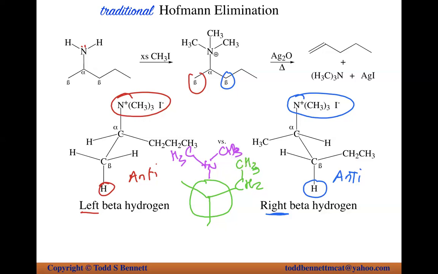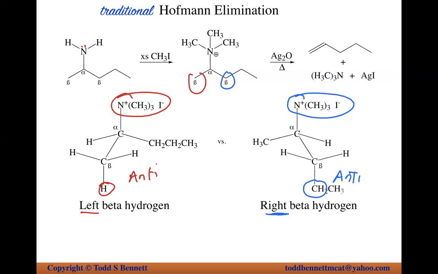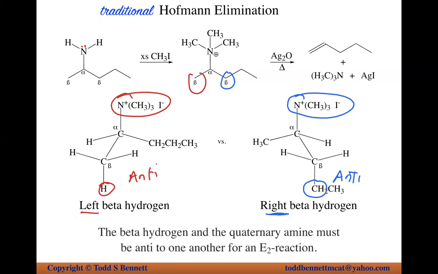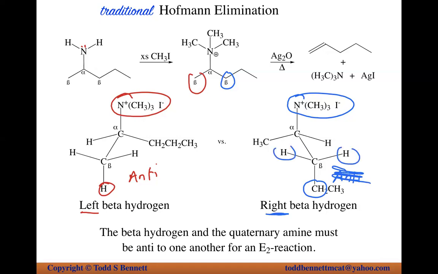So let me get rid of this drawing and say then that it ends up, this is how it would rather line up. So this is no longer anti. This H and that H are not in the right alignment. So it takes too much energy to rotate this up into an unstable gauche conformation to get the elimination.